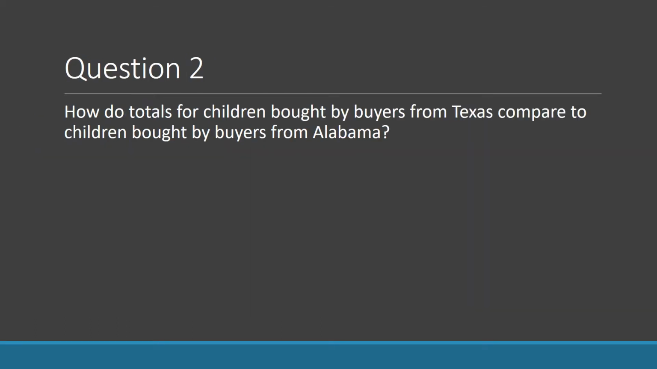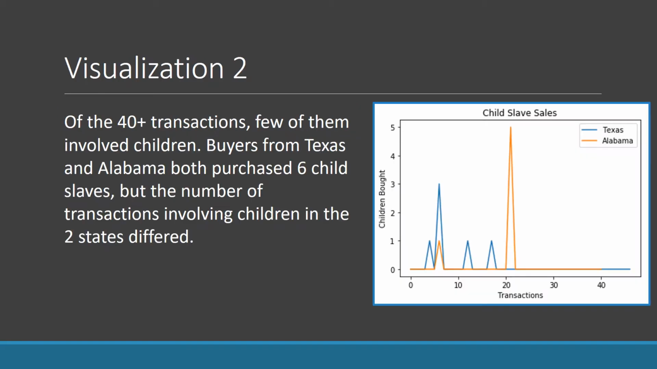The second question answered in this presentation is how do totals for children bought by buyers from Texas compare to children bought by buyers from Alabama? The visualization on the right shows that of the 40-plus transactions, few of them involved children.